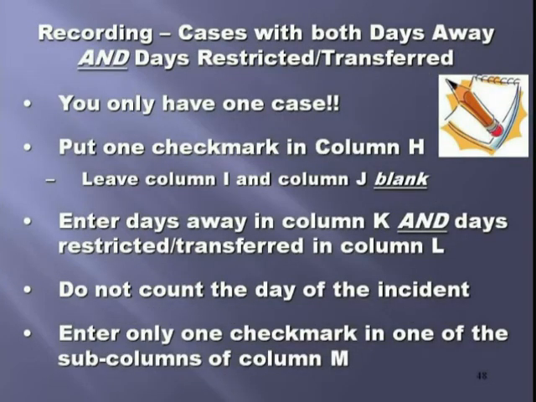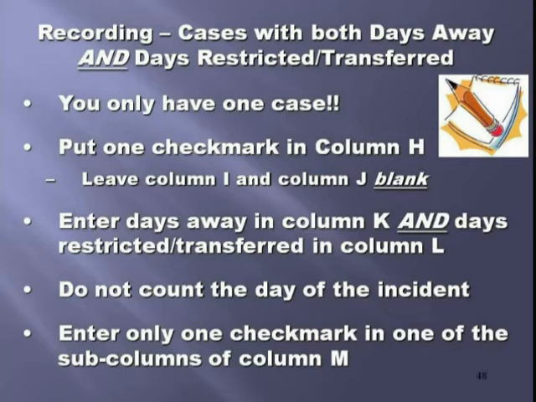As I mentioned earlier, one of the more common mistakes that we see in OSHA recordkeeping is employers putting check marks in both columns H and I. Please be aware that if you have a case that results in both days away and days of job transfer or restriction, you have only one case. You put a check mark in column H, and please leave columns I and J blank. You will see above columns G through J, check only one, the most severe outcome.